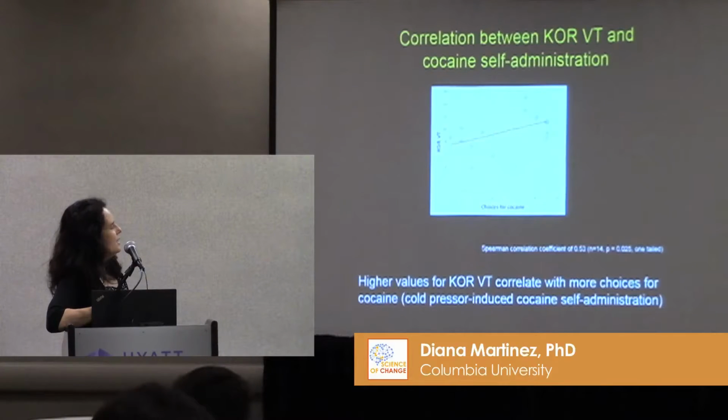In this case, we did see a correlation in the cocaine-dependent subjects. Cocaine-dependent subjects with higher values for VT, which is our outcome measure here, it's just kappa receptor availability, in the striatum overall, had more choices for cocaine. So to the extent that increased kappa receptor availability reflects increased kappa receptor signaling, those subjects who have greater kappa receptors in the striatum are more likely to choose cocaine in the setting of an aversive stimulus.